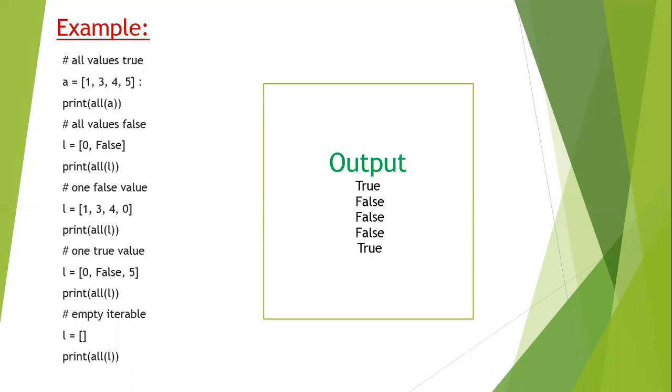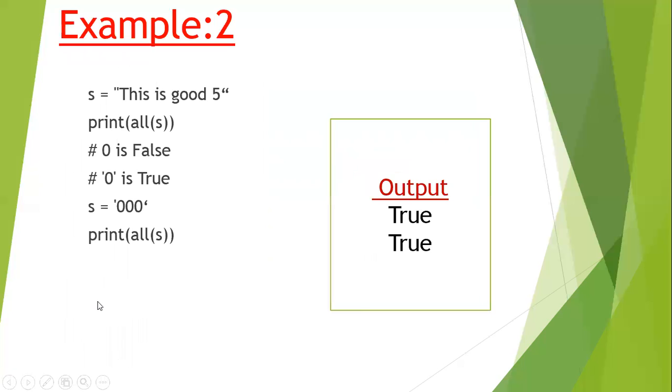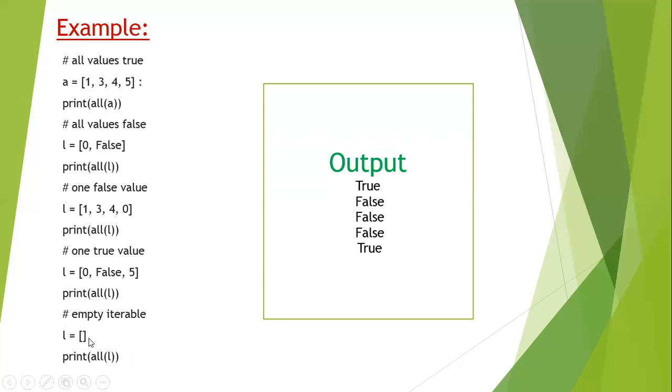So it is showing you the example. 1 2 1 3 4 5. Okay, 1 3 4 5. Print all A, it is showing you true. 0 false, it returns false. 1 3 4 0, so as 0 is present, it is false. 0 false 5, so as all are false, it returns false. Empty iterable, empty, when not passing anything, so it returns true value.